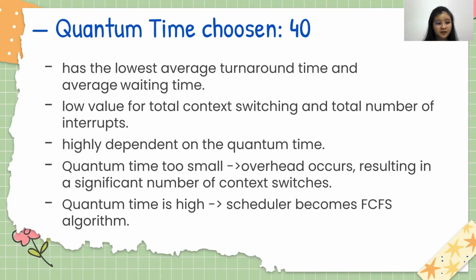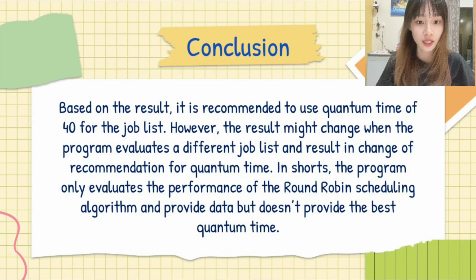The performance of round-robin scheduling is highly dependent on the quantum time. When the quantum time is too small, overhead will occur, resulting in a significant number of context switches. When the quantum time is too high, the scheduler will become a first-come-first-served algorithm. In conclusion, based on the results, it is recommended to use a quantum time of 40 for the job list.